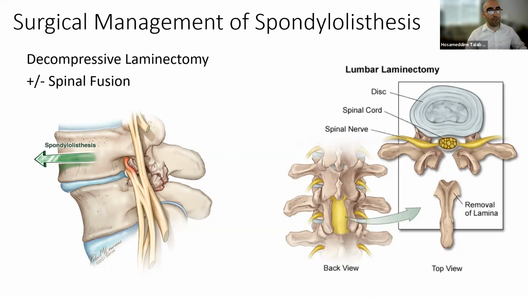The treatment for this is a laminectomy. It's pretty straightforward. The lamina is impinging on the spinal cord and nerve roots, so you simply remove the lamina, and if needed, perform a spinal fusion to fix the vertebral bodies and prevent further slippage. And this is a good surgery both for radiculopathy and spinal stenosis.